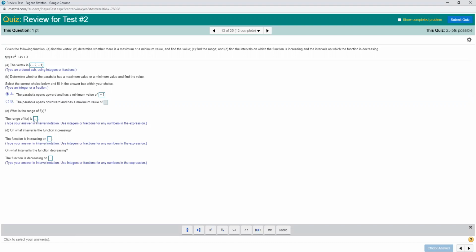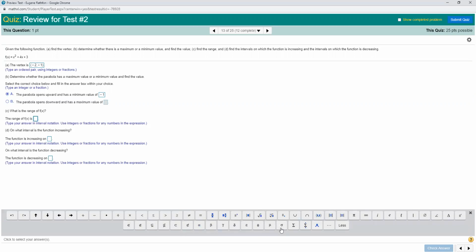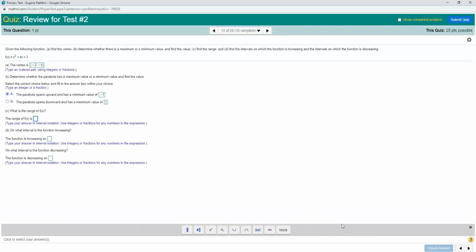So then it says, what is the range? Well, since this opens upward, the smallest y value is negative 1. So the range is going to go from that negative 1. Now, we need a square bracket on this. I'm not seeing the square bracket, so I'm going to use the one on my computer. It's right by the P on the computer. Hit that bracket. And the smallest value was negative 1, comma.